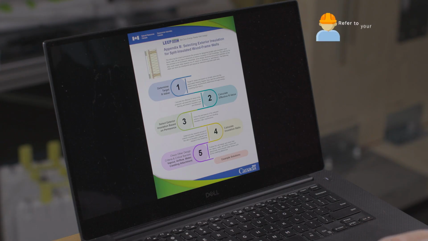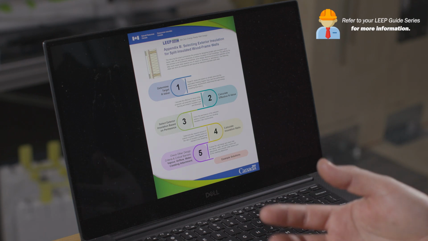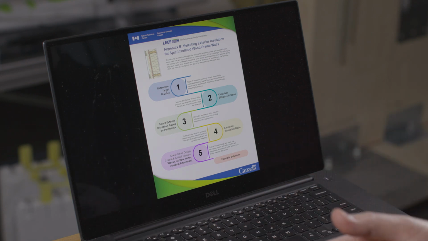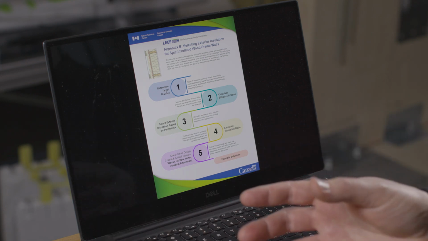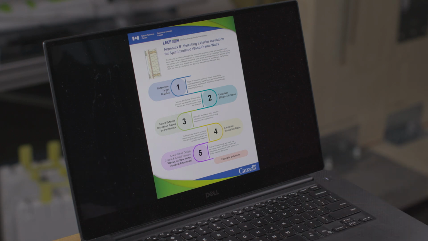Okay, I'm going to walk you through Appendix B, which is selecting exterior insulation for split insulated wood frame walls. This is an appendix to the LEEP Net Zero Ready Wall Design Guides, and it covers the rationale and design decisions made for selecting vapor control with different types of exterior insulation. So if you have questions about, do I need a vapor barrier? What should my vapor barrier be with different types of exterior insulation? Or how much exterior insulation do I need? This is the appendix for you.